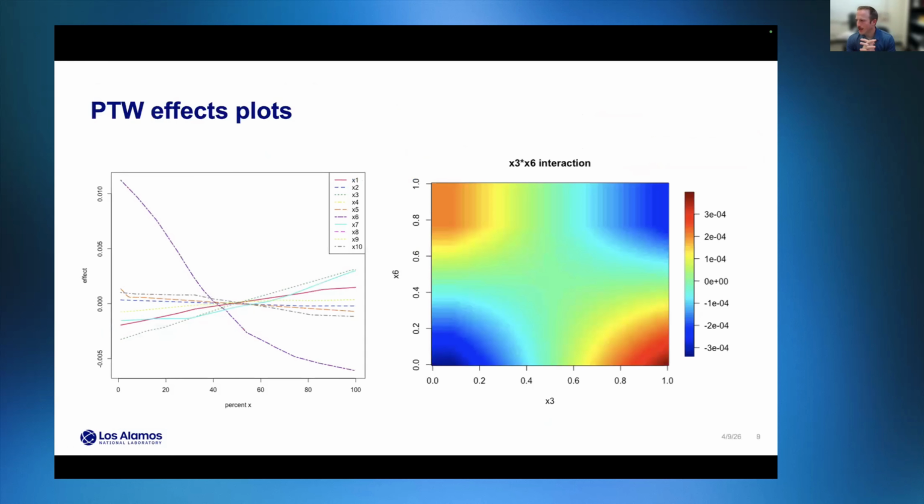So now, just to demonstrate what those effects look like, these are for our 10 variables in PTW. I am showing the value of that variable and the effect, like f_i of x_i, right? So for x6, that's this purple line right here. That's the effect of x6. As you increase x6, you get a smaller value of f of x, of the response. And as you increase x3, you get a larger value of f of x. And so, okay, so this is just the effects.